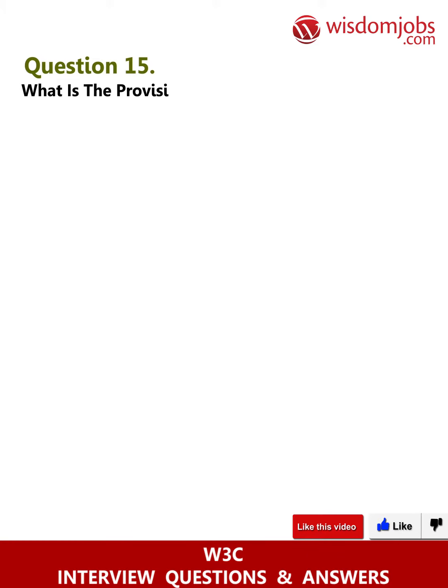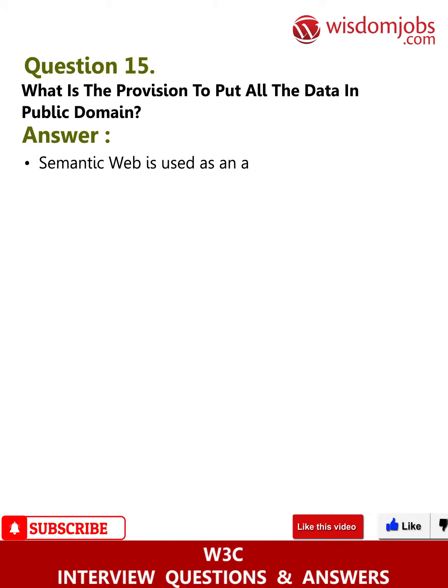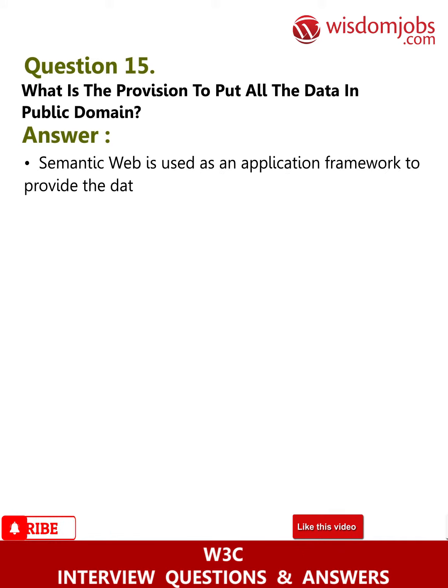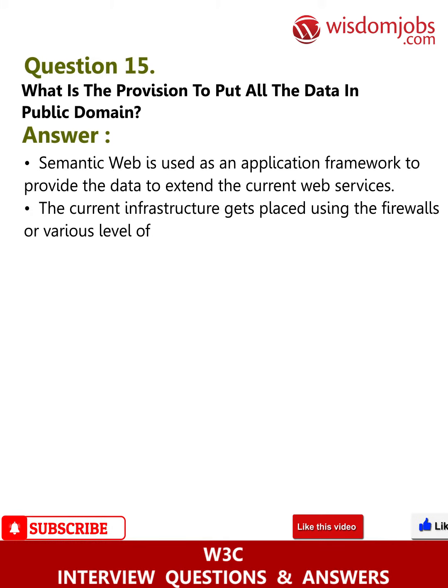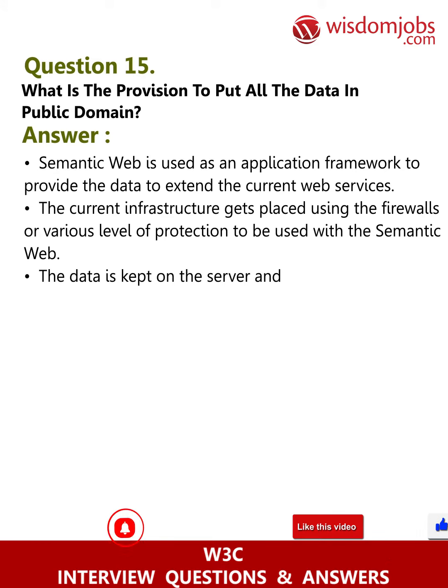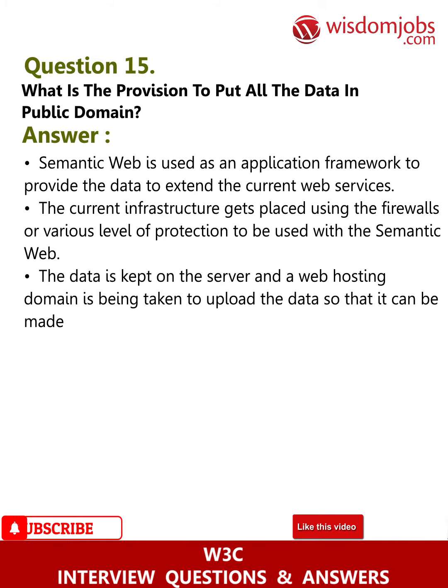Question 15. What is the provision to put all the data in public domain? Answer. Semantic Web is used as an application framework to provide the data to extend the current web services. The current infrastructure gets placed using the firewalls or various levels of protection to be used with the Semantic Web. The data is kept on the server, and a web hosting domain is taken to upload the data so that it can be made publicly available.